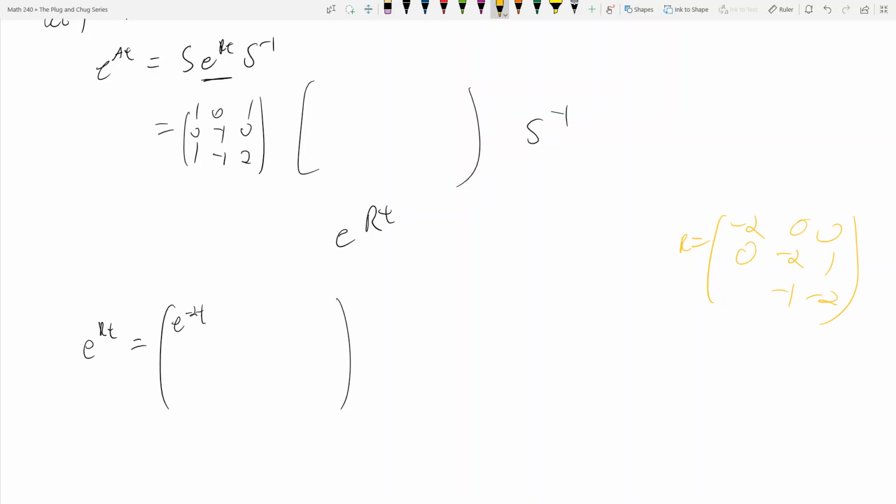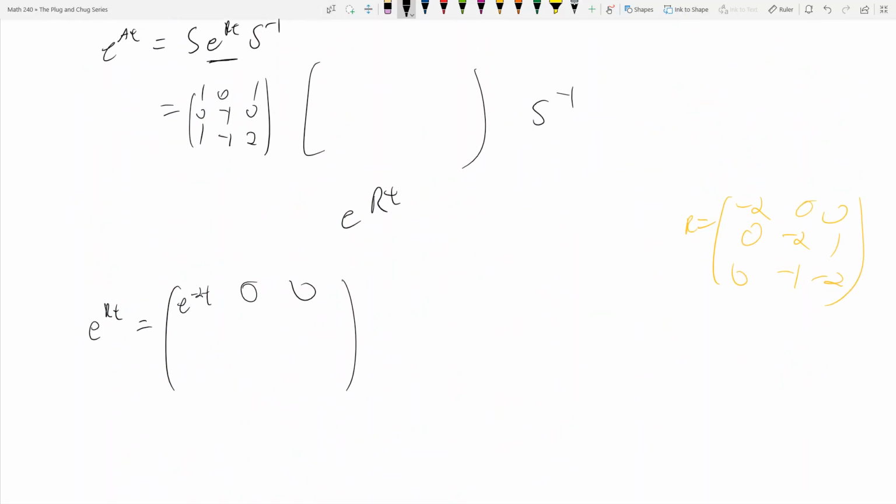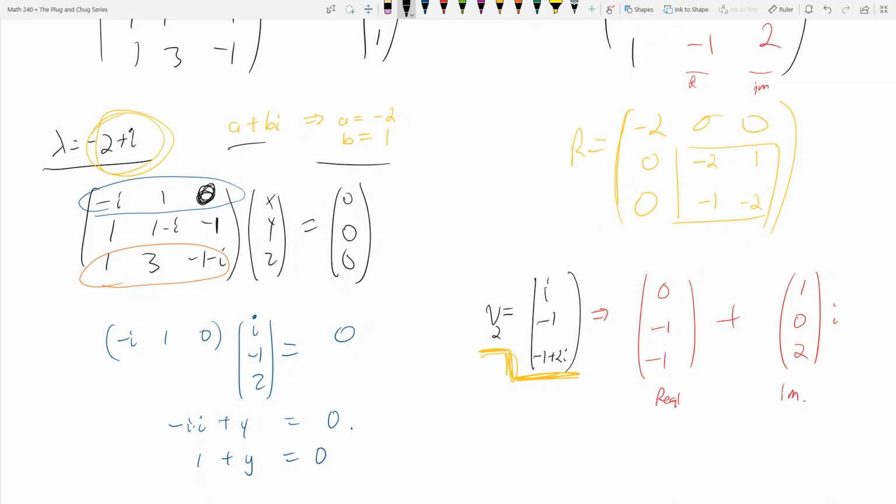And that makes sense, you just raise the diagonal values to whatever. Then what is this 2x2 box down here? That 2x2 box has the following form. It's going to be e to the at times a 2x2 matrix, which is cosine bt, sine bt, negative sine bt, cosine bt. And what are a and b? A and b are these guys up here. A is negative 2 in our case, and b is 1 in our case.